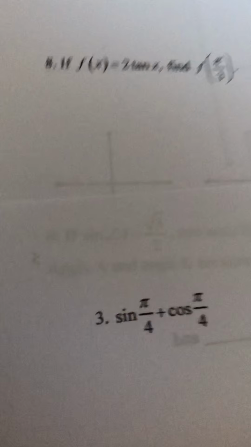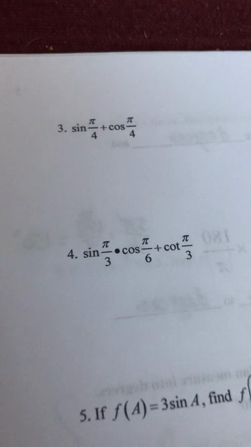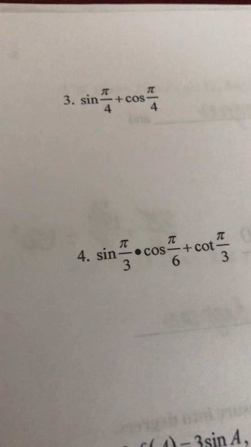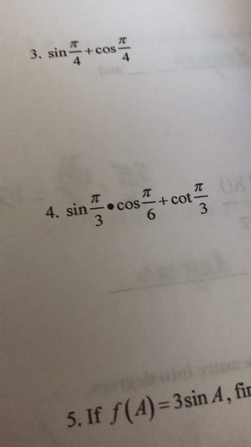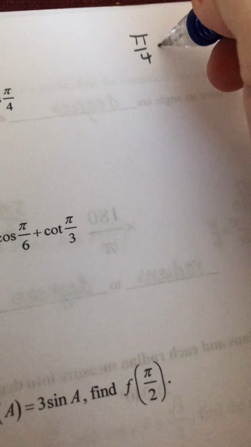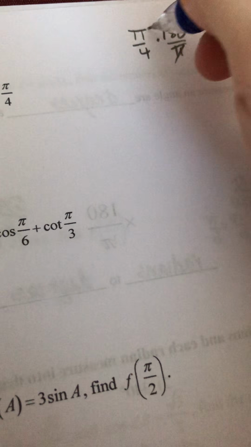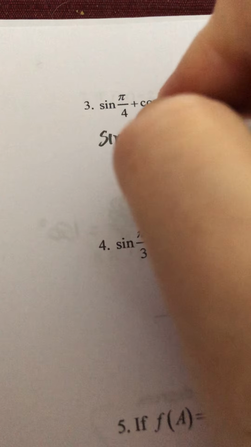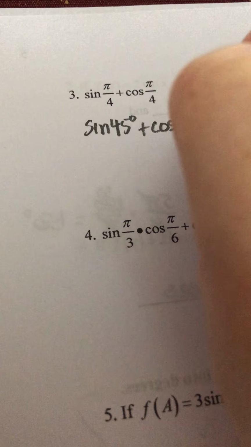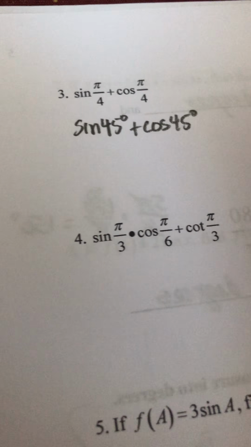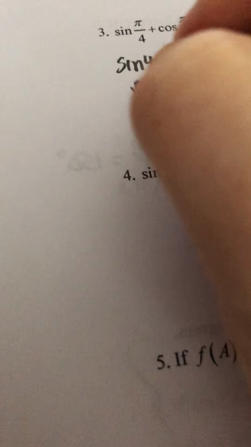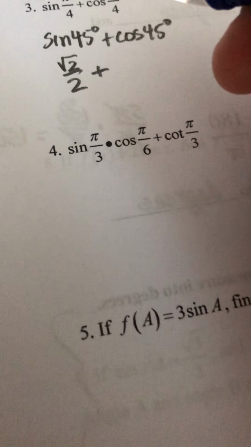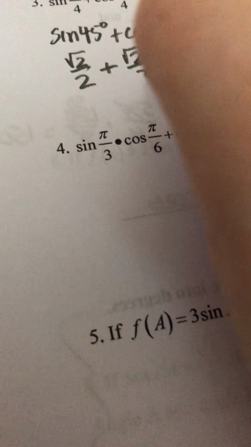Okay. Now the next page, we threw radians at you guys on page 6. So first thing I would do is convert pi over 4 to degrees. So remember, we could do pi over 4 times 180 over pi. The pi's cancel out. 180 over 4 is 45 degrees. So we have sine of 45 plus cosine of 45. We go back to our chart. Sine of 45 is rad 2 over 2. Cosine of 45 is also rad 2 over 2.